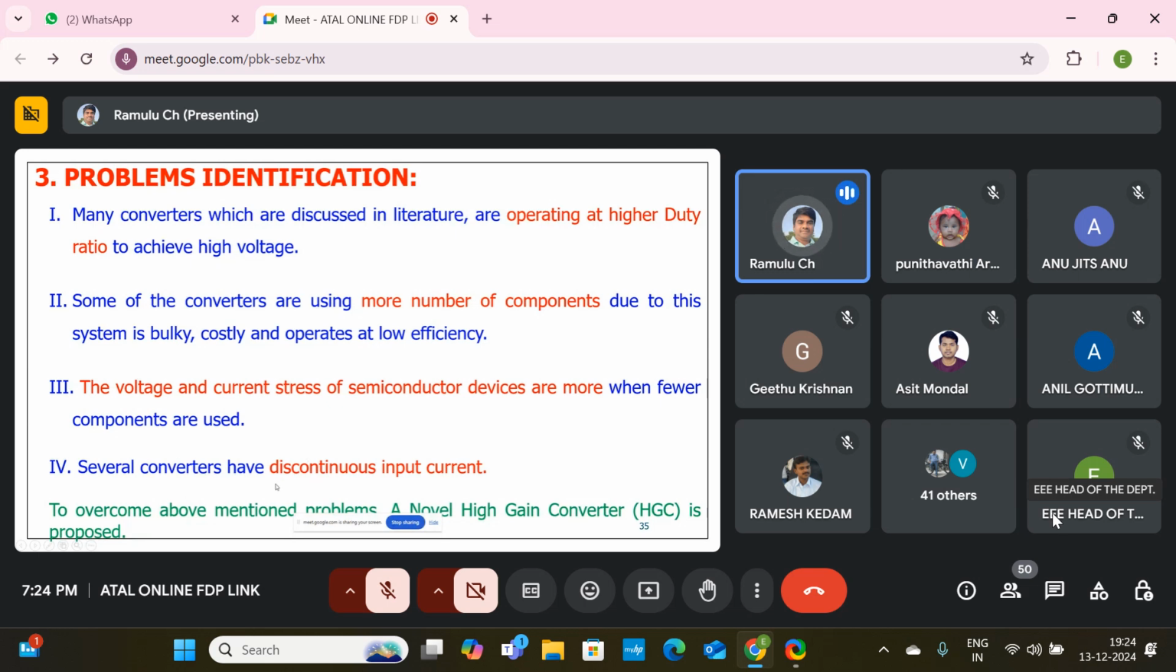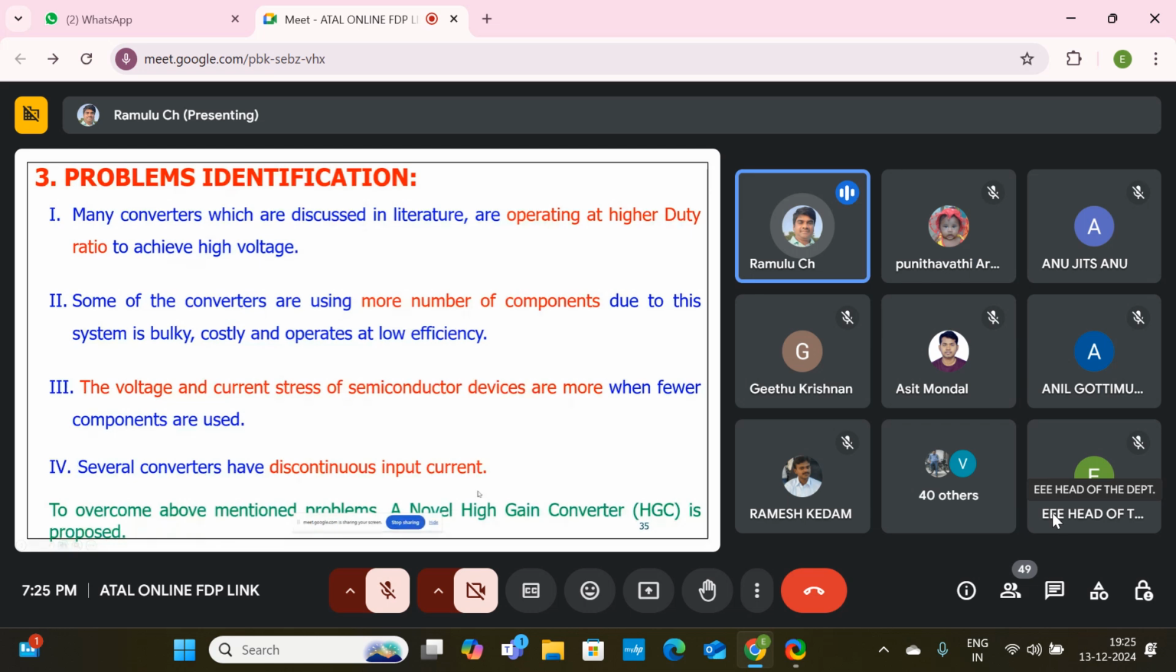Then several converters have discontinuous input current. This is also one drawback. I identified these 4 problems, and these 4 problems are nothing but my research objectives. To overcome the above mentioned problems, a novel converter. Novel means you cannot use it every time. Novel means new, which does not exist. Then only can we use the word novel. Proposed also you cannot use casually. Only if it is proposed by you can you claim this is my proposed converter. Otherwise, you can say modified converter or whatever it is, according to your work.